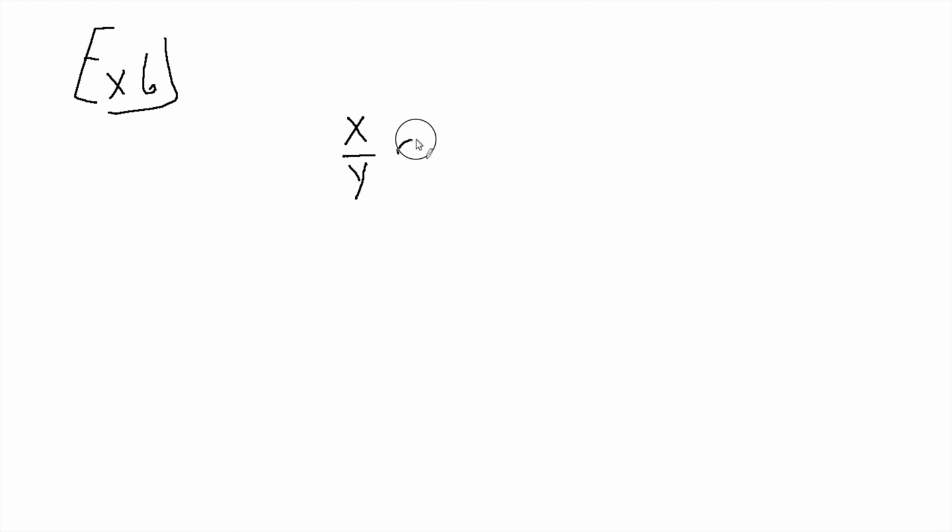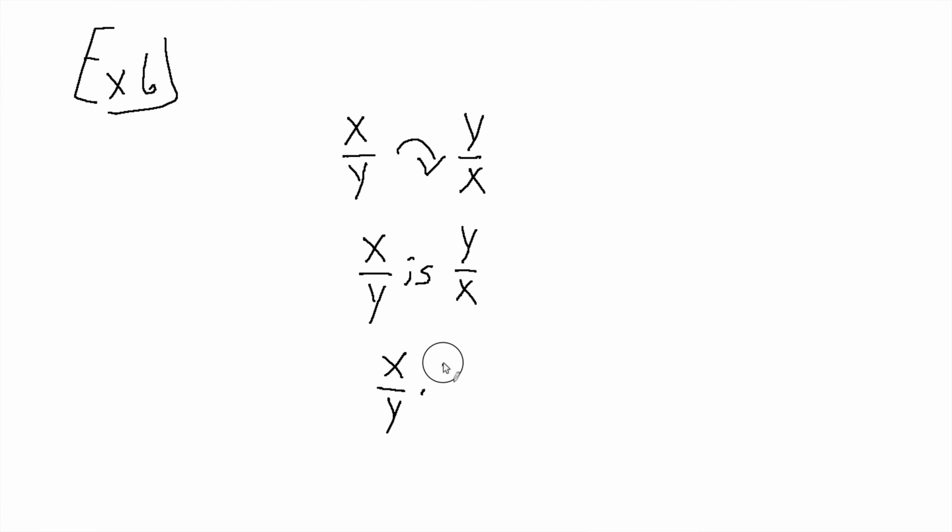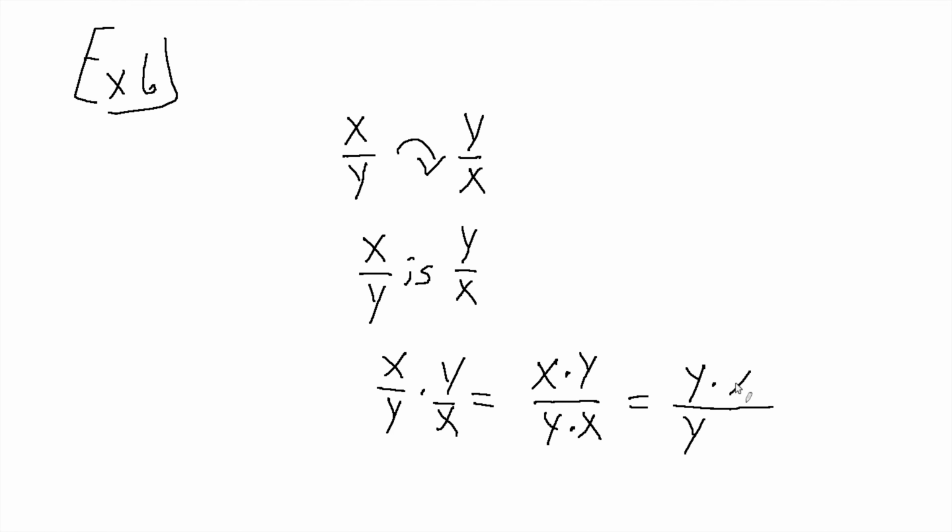So let's talk in general terms. If you have x over y, what would be the reciprocal? Simply y over x. And if you multiply these together, you simply have x over y times y over x. The two values on top would be multiplied, and the two values on the bottom would be multiplied.